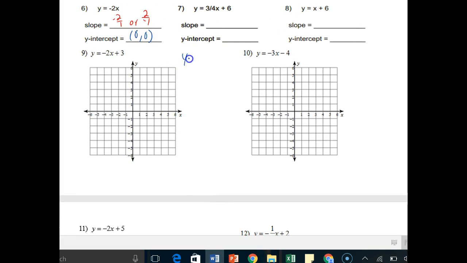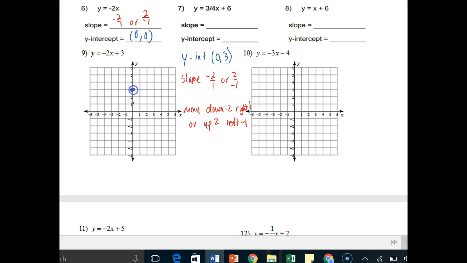Number 9. So what's your y-intercept? What's your slope? How do you move? So the y-intercept is 0, 3. So put a dot at 0, 3. The slope is -2/1 or 2/-1. So how do I move? I move down -2 and right +1, or up +2 and left -1.